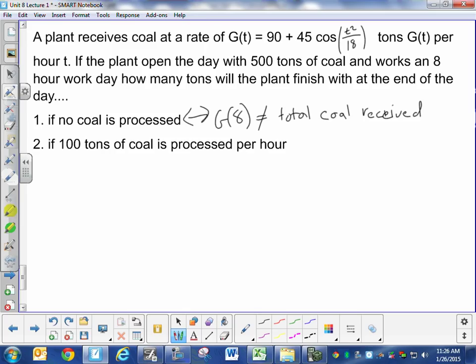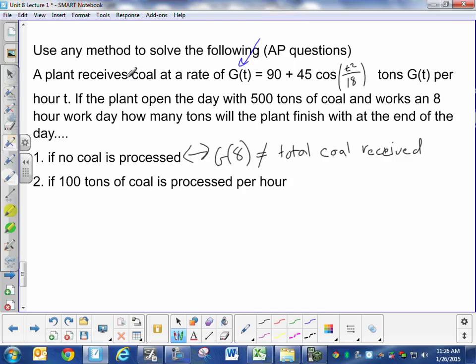It is how much coal I'm receiving at this specific moment in time. It is a rate of change. It can be considered a derivative. This is where people get tripped up, especially if you saw this question not during this lesson. This is like the derivative of your total amount of coal, or your population of coal. So G of 8 is not total coal received. It is the rate that coal is being received at that moment. Not over an hour, not over 8 hours, just right when T equals 8, at the 8th hour on the watch, it strikes 8 o'clock. That's how much coal is being received per hour.